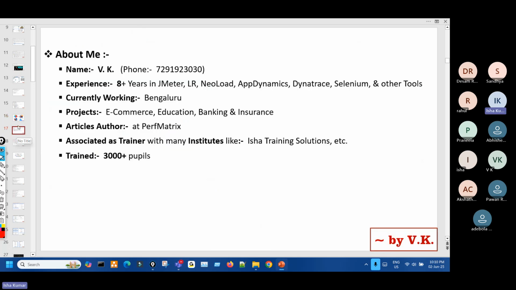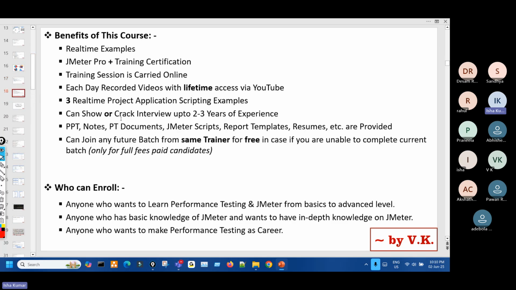So this finishes the introduction. I'll be taking this course. My name is Vallabh Kumar. I have almost 8+ years of experience, and I am associated with Isha Training Solution as a trainer. I have trained almost 3,000 people, and I write articles on metrics also. I'll show you that also. Maybe tomorrow I'll show more on this, what application we will take, and a little bit on that.